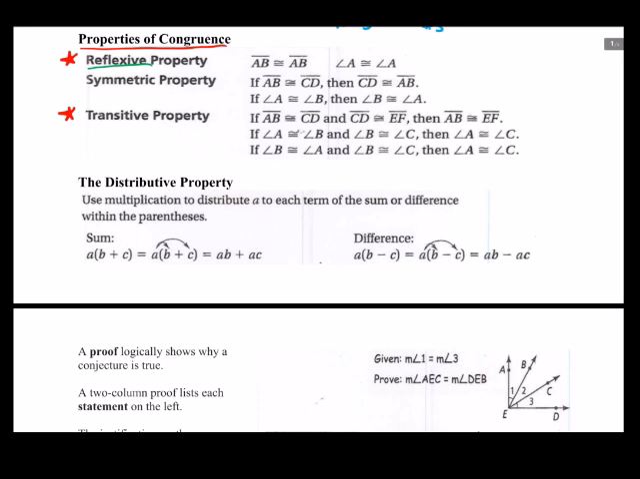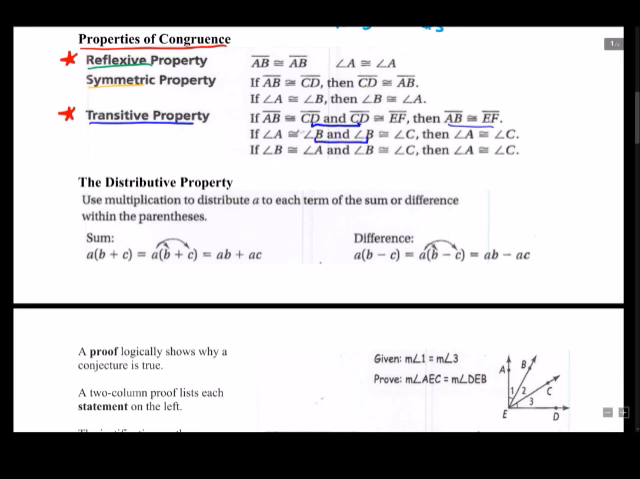So properties of equality deal with numbers. Properties of congruence deal with parts of figures. Now again, the symmetric property does exactly what it did before. It just lets us switch sides. And the transitive property of congruence does exactly what it did before, but this time we are again working with parts of figures. So if segment AB is congruent to segment CD and segment CD is congruent to segment EF, notice we have the repetition there. We can simply say that segment AB is congruent to segment EF.